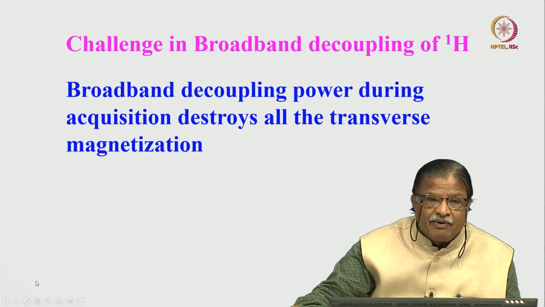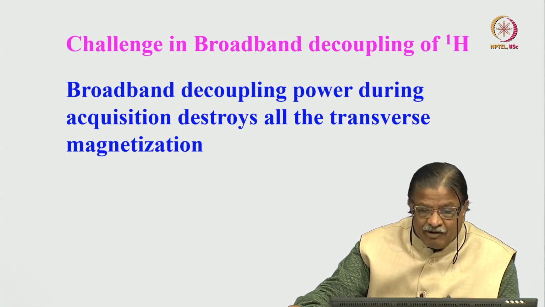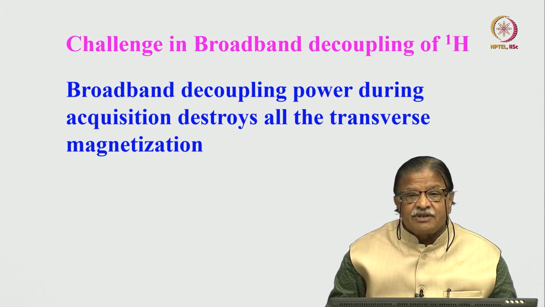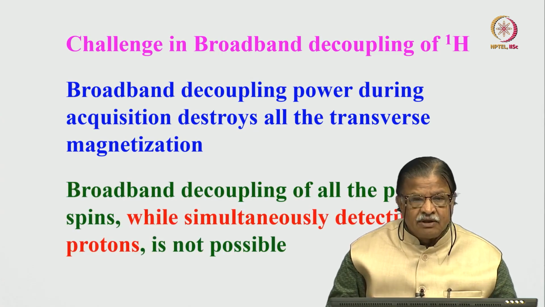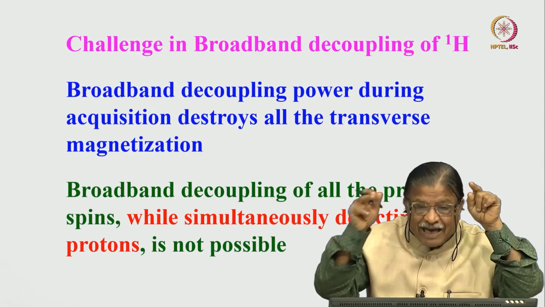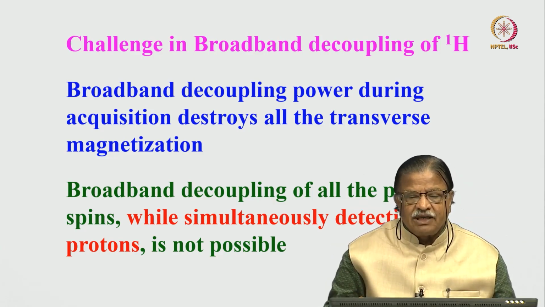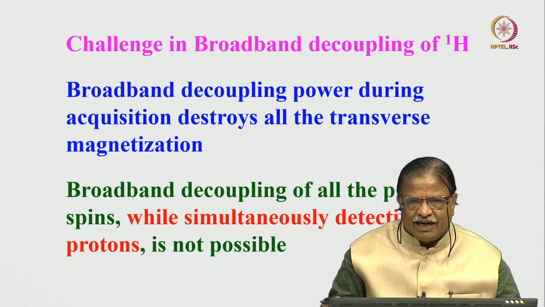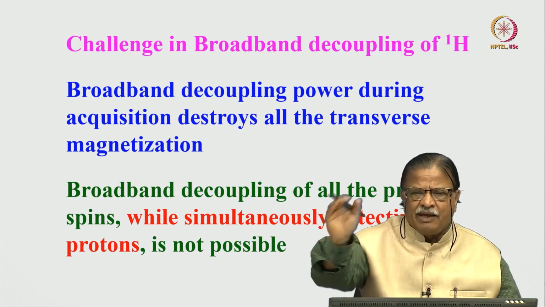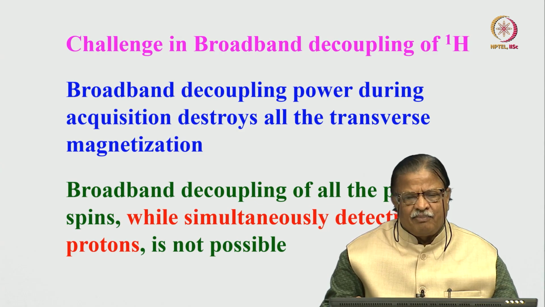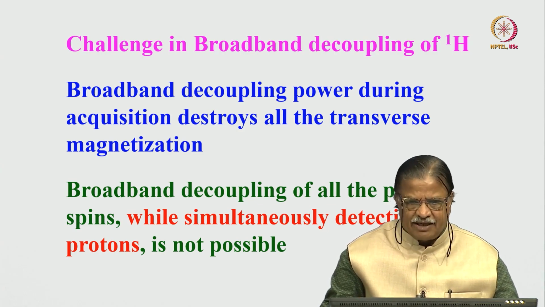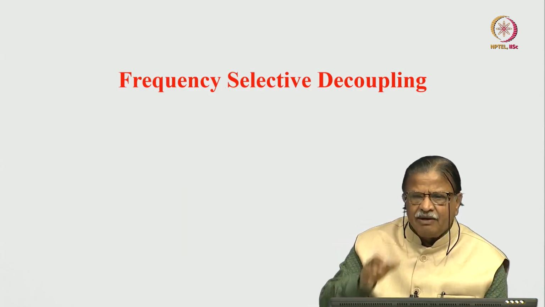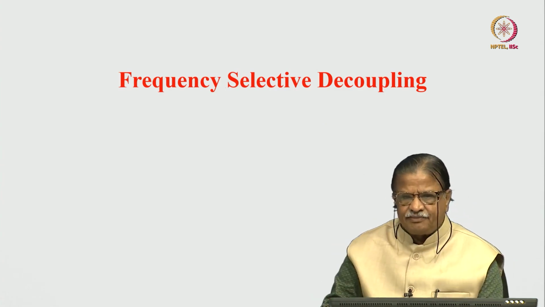Broadband decoupling power during acquisition, when you apply RF power on proton while detecting proton, will destroy all the transverse magnetization. It will complicate the issue. So broadband decoupling of the proton spins while simultaneously detecting the protons is a challenge. It is not easy. Of course, you can do it in different, indirect ways, but directly decoupling the proton by applying simple CW power and detecting the proton is not easy. So broadband decoupling is not possible, especially for protons.